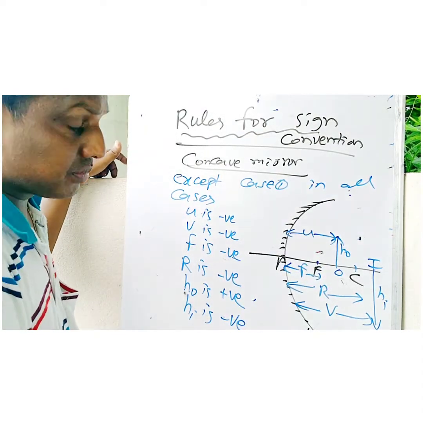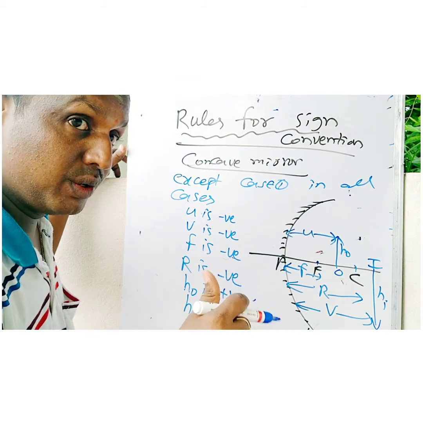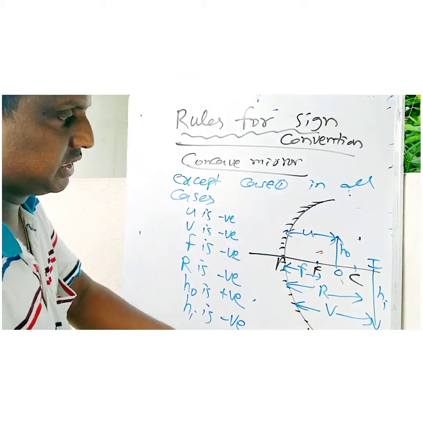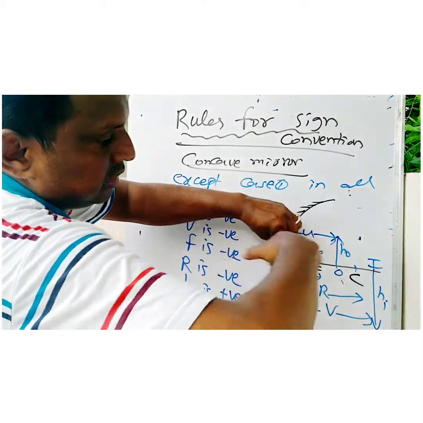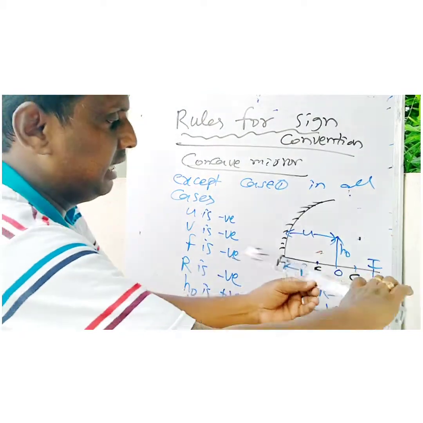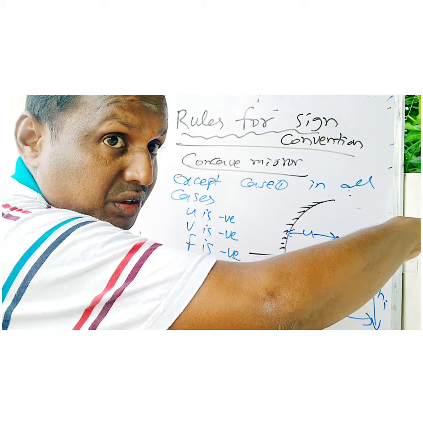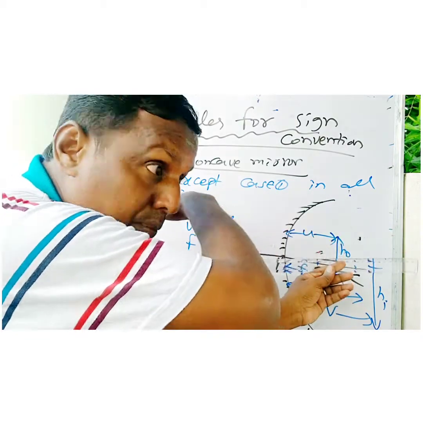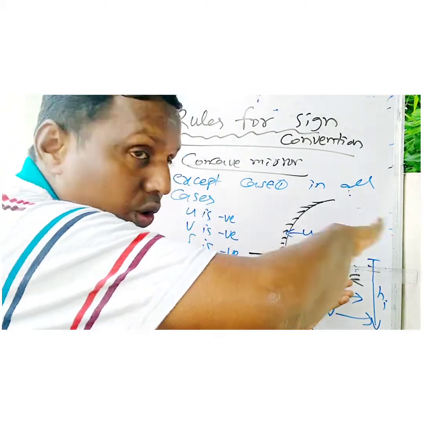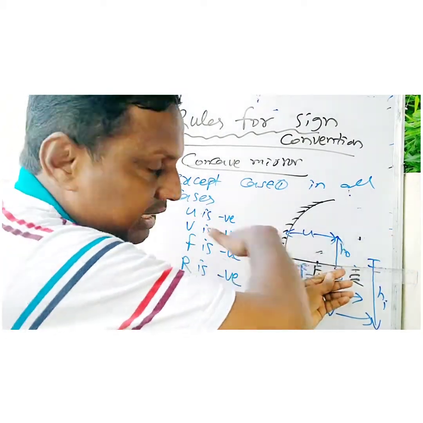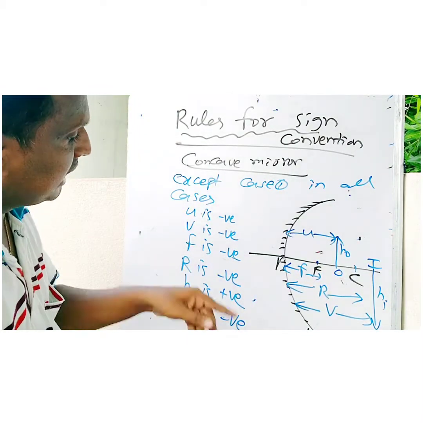Now look here. What is rule 1? All distances should be measured from the pole. Pole means here, the same concave mirror. From the pole only, we can measure by using a scale like this. Be careful here. Any mirror, we can measure distance from the pole only, the pole of the mirror, that means left to right. Clear? Now, why are these negative?